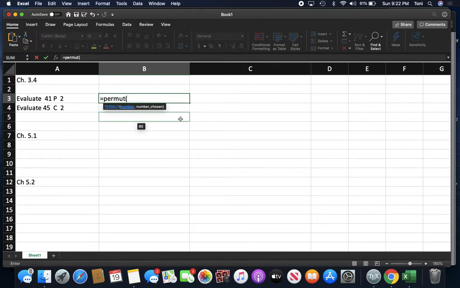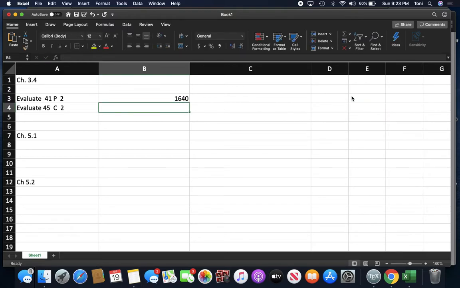The parameters you need here for PERMUT are the total number in the sample space, I guess we can say, and then the amount that we're choosing. So there's 41 in total, and we're choosing 2, or we're permuting 2. So 41, comma 2, meaning 41 permute 2. Hit enter, and that gives us 1,640 different outcomes.